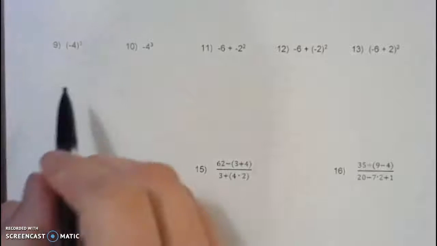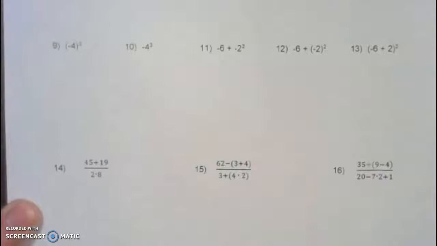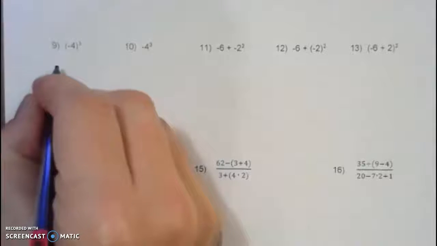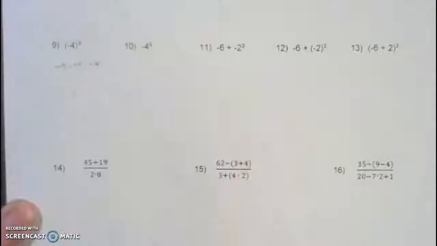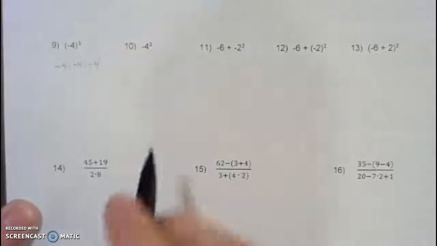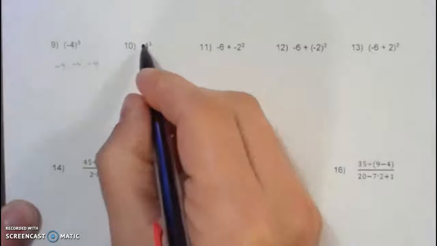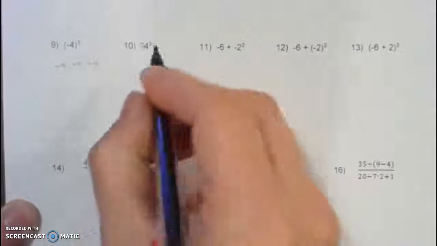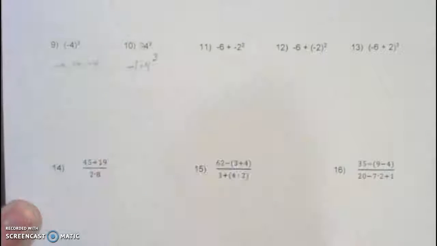Okay? In the first example, in number 9, notice that the negative number is inside of parentheses. We said earlier, if we're going to raise a negative number to an exponent, we have to put it inside of parentheses. So this means negative 4 times negative 4 times negative 4. All right, but in number 10, notice that the number negative 4 is not in parentheses. We would have to treat this like order of operations, and we said before in the past that a negative symbol out front by itself like this is the number negative 1. So this means negative 1 times 4 to the third power.